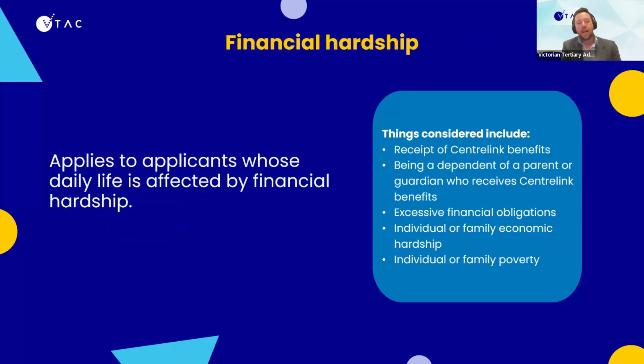Next, we have financial hardship. This considers things such as receiving or being a dependent of a person in receipt of Centrelink or government benefits, excessive financial obligations, individual or family economic hardship or poverty. While most will apply with their or their parent guardian Centrelink documentation, you do not need to be in receipt of government benefits to be eligible under this area.